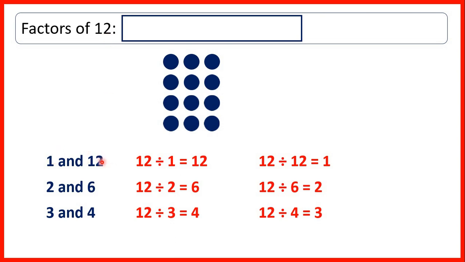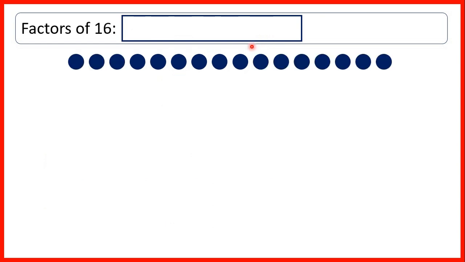Notice 1 times 12 is 12, 2 times 6 is 12, and 3 times 4 is 12. So the factors of 12 are 1, 2, 3, 4, 6, and 12.